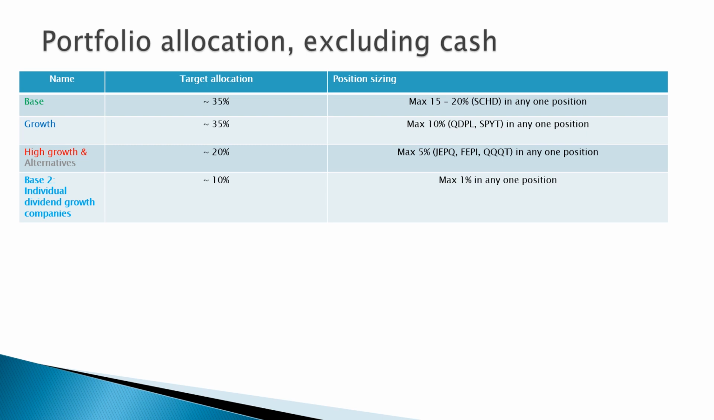In the growth, I intend to be at 10% or so each minimum on QDPL and SPYT, so I'm building towards that. In high growth, in JEPQ, I'm already at between 8 to 9%, depending on market valuation. FEPI will be 5%, is heading that way rapidly. QQQT is very new. It'll probably be in the 5 to 7.5% range minimum. And then the individual dividend growth companies are maximum 1% in any one position. And actually, from a reality point of view, they total approximately 10% of my portfolio today.